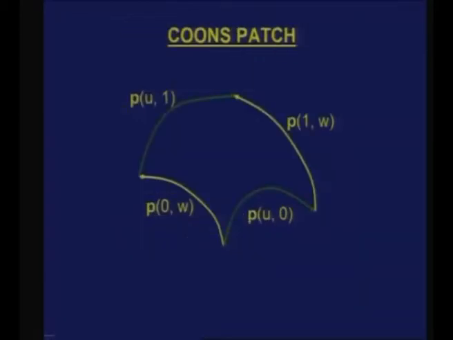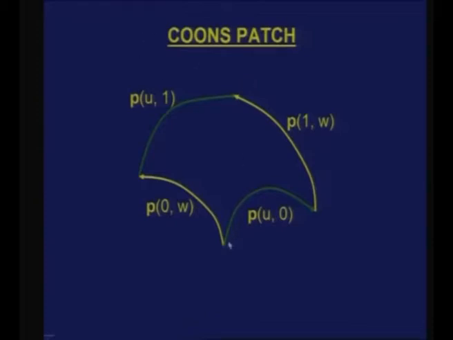Now, what is the input which one gives in order to define a Coons patch? There are four boundary curves of a surface which are known. Now, I would like to define a surface which interpolates these boundary curves in a certain manner. So, the input to a Coons patch is four boundary curves. I think you may not have seen this kind of definition in any of the other forms which we discussed earlier.